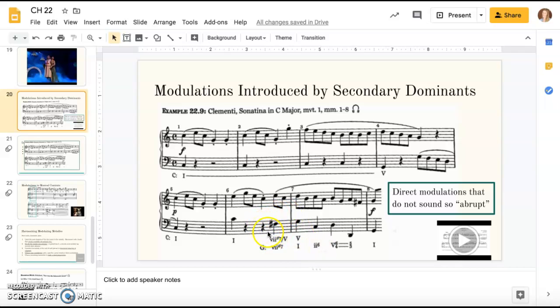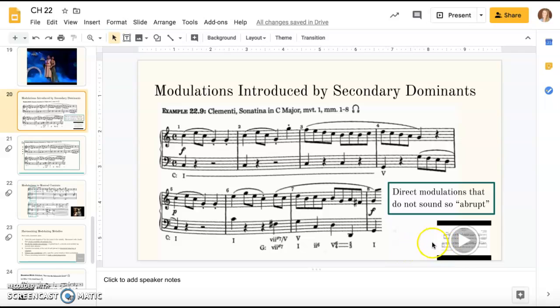So if you notice that in your analysis, think about what's happening there. Is there some sort of secondary function chord happening? And then the next step is, is it actually modulating? Are we continuing the phrase in that new key? Or are we just tonicizing in a new key and then going back to the original key? In this case, we're actually modulating and staying there and writing a phrase in that new key.